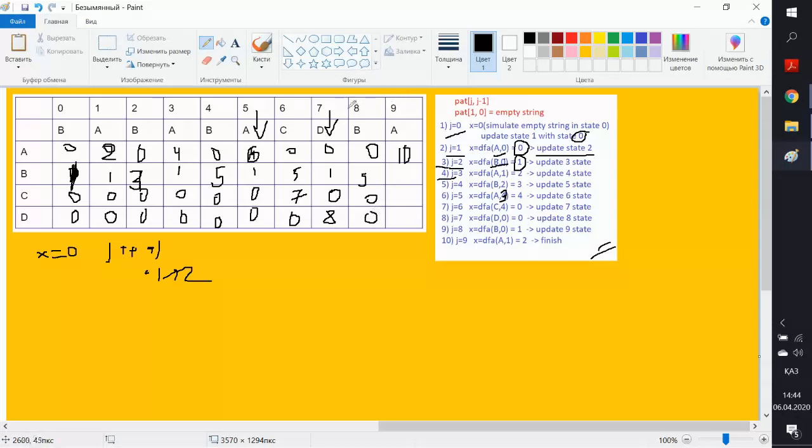Then at the 9th one, we have a j over 8. J over 8 gives us a B. The old value of x is 0. Then we have to copy all the stuff which is there. And at the final state, we have j over 9. And we have a DFA of A and 1.